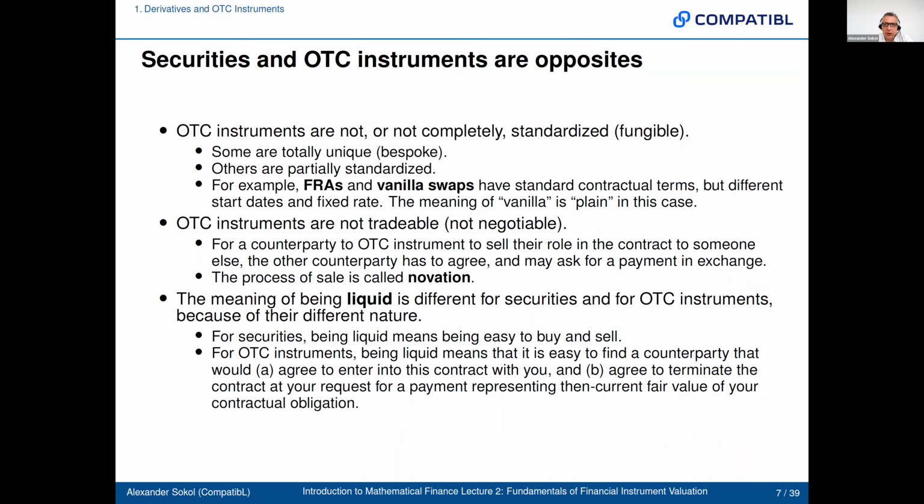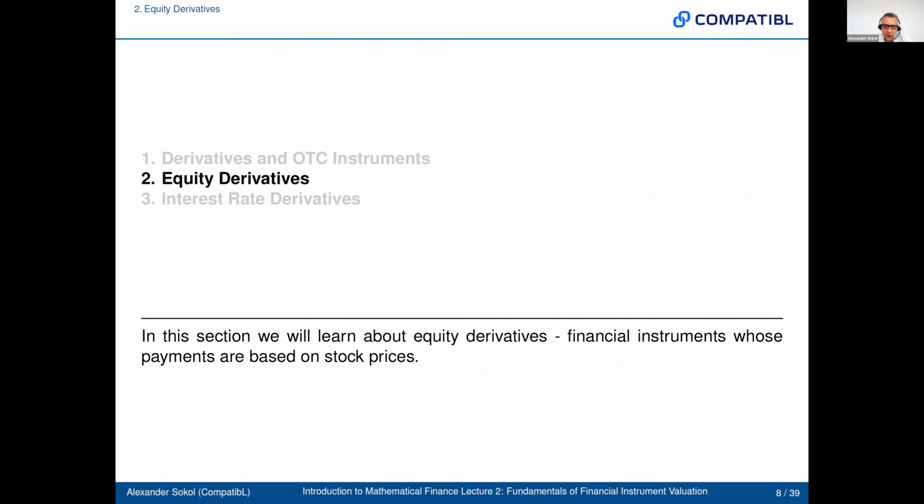So liquidity has a different meaning for over-the-counter instruments compared to securities. They can still be liquid or illiquid, but the definition is different. Now, we're going to look at two specific types of derivatives today, or specific asset classes. The first asset class is equity derivatives, and the second asset class is interest rate derivatives. We will look at equity derivatives first.